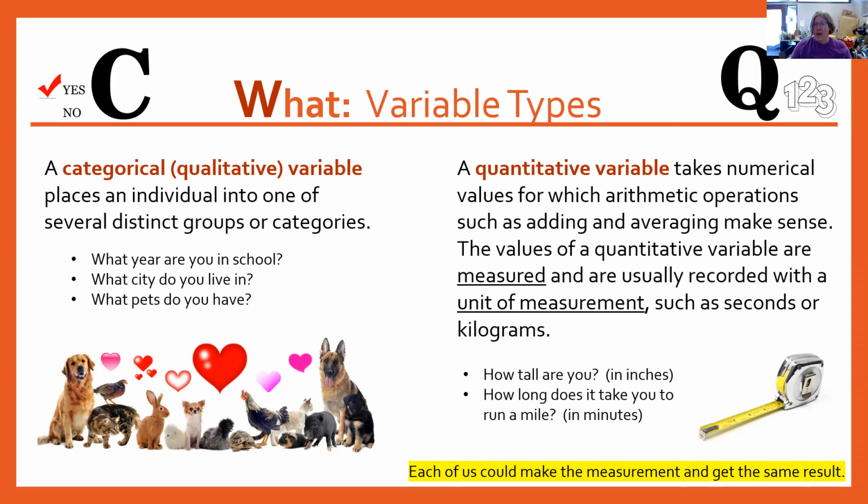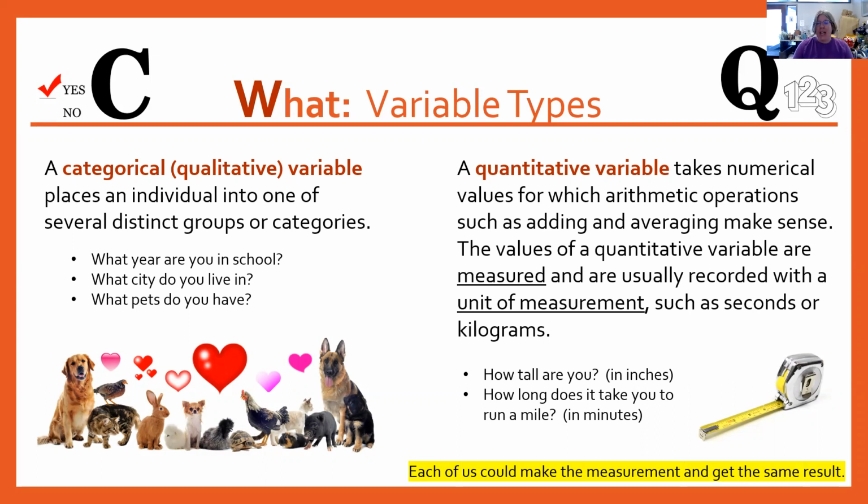What year are you in school? Freshman, sophomore, junior, senior, those kinds of things. So quantitative, though, is a number that has units, and that number has to make sense for mathematical operations. For example, a telephone number is a number, but it doesn't make sense to average telephone numbers. That doesn't give us anything meaningful.